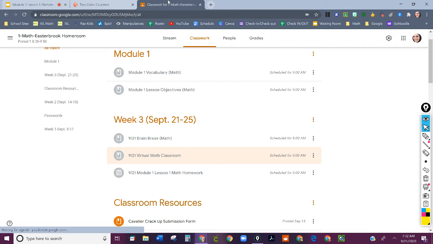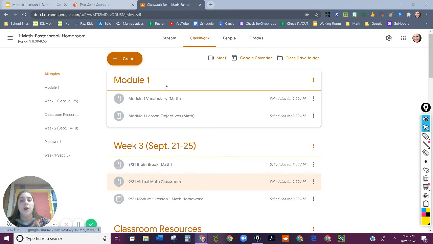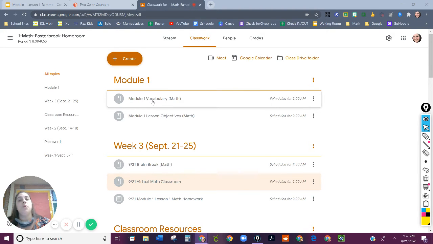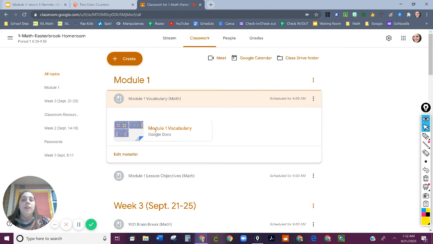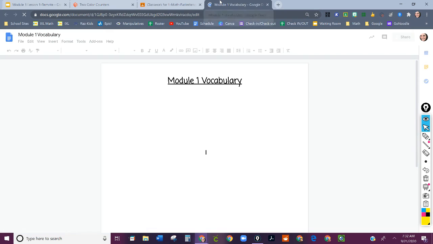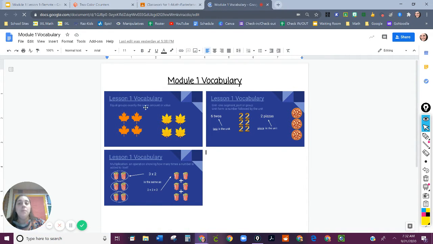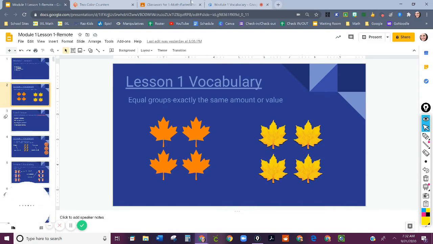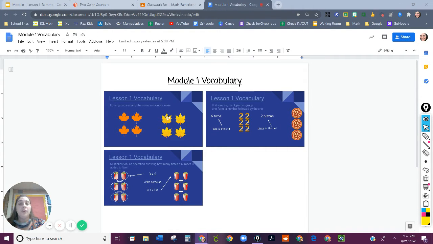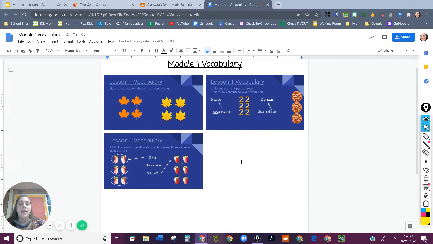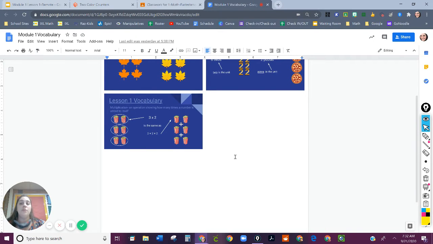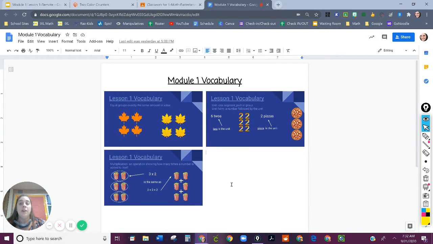So if you're in your Google Classroom and you go to classwork, under Module 1, you'll see this Module 1 vocabulary. You click on that, and it is going to open up and show you the screen that you'll be seeing in our lesson right here, all in one place, okay? And as we go through Module 1 and add new vocabulary terms, they'll add on here. So if you ever can't remember what something means, you can go there and find it.